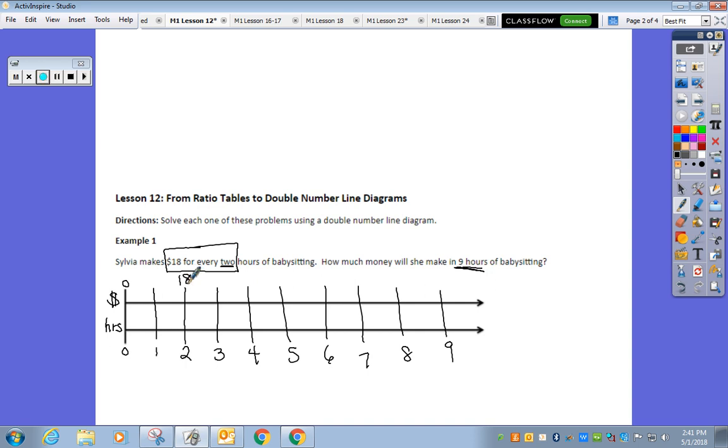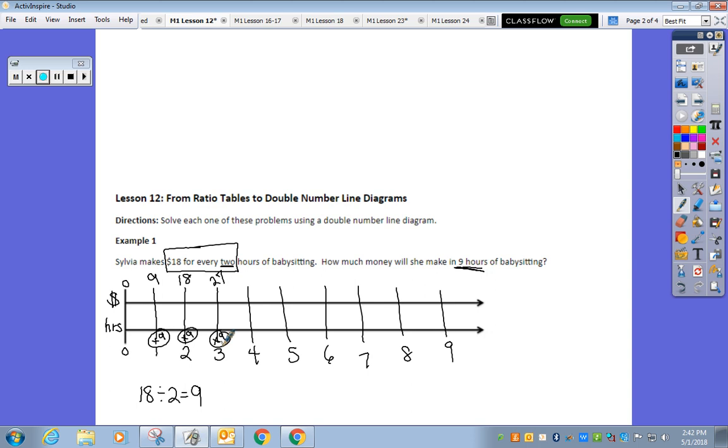So what I'm going to do is 18 divided by 2, which gives me 9. So that tells me to go from my number of hours to my money, I'm doing times 9. Okay, and you can write that somewhere on your number line to show 2 times 9 is 18. So that means at 1 hour, I would also be doing times 9. So 1 times 9 is 9. 3 times 9 is 27.